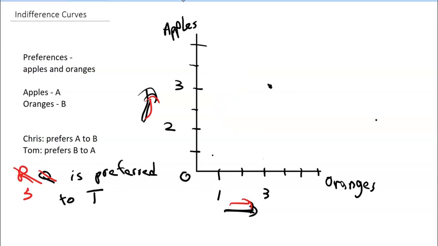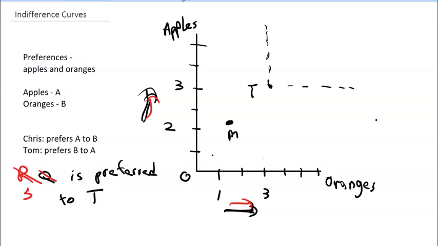So let's say we have a point up here, and this is my point T, and we have just established that every point in this quadrant here is preferred to point T. So we know that. Now what about a point like this? What about a point, let's call it M?